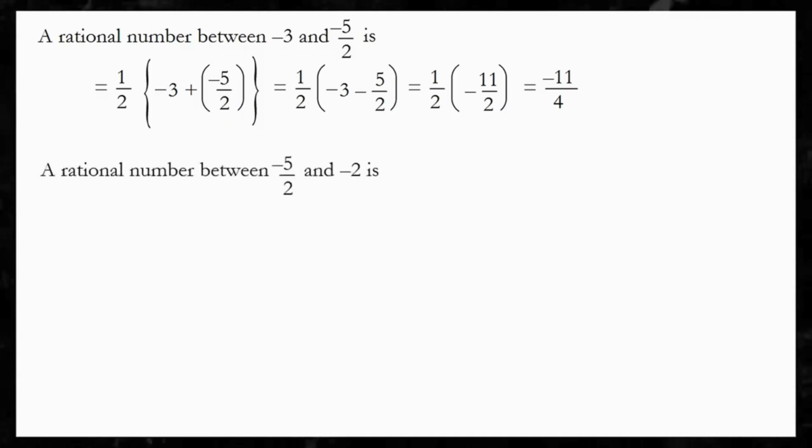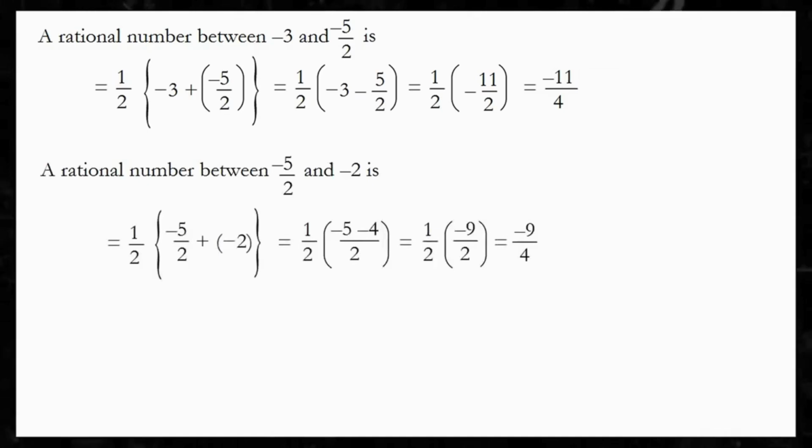A rational number between -5/2 and -2 is equal to 1/2 (-5/2 + -2), which is equal to 1/2 ((-5 - 4)/2), which is equal to 1/2 (-9/2), which is equal to -9/4.